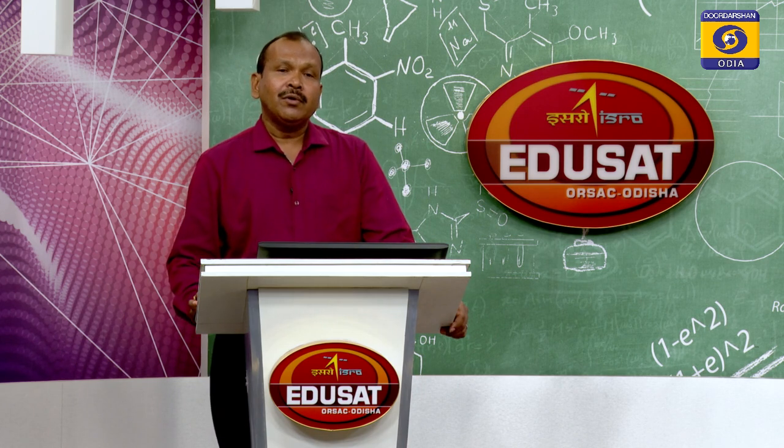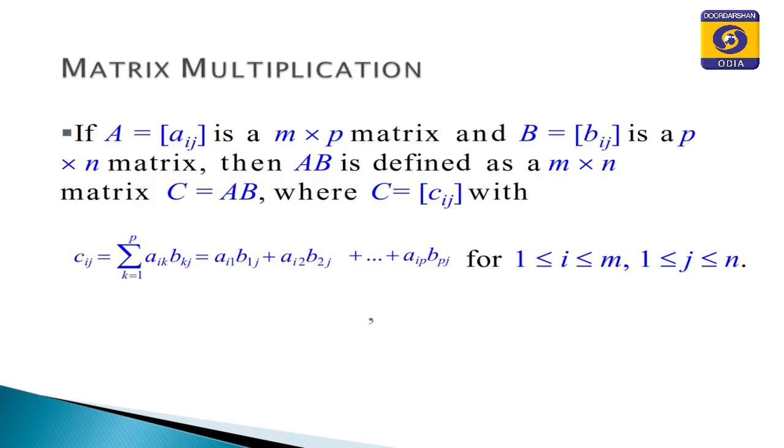Two matrices A and B can be multiplied whenever the columns of the first matrix equal the rows of the second matrix. If A is a matrix of order m cross p whose elements are in the form Aij, and B is a matrix of order p cross n whose elements are in the form Bij, then AB is defined as a matrix of order m cross n whose elements are in the form Cij, where Cij is equal to the summation of k from 1 to p of Aik Bkj, where i is less than or equal to m and greater than or equal to 1, and j is less than or equal to n and greater than or equal to 1.